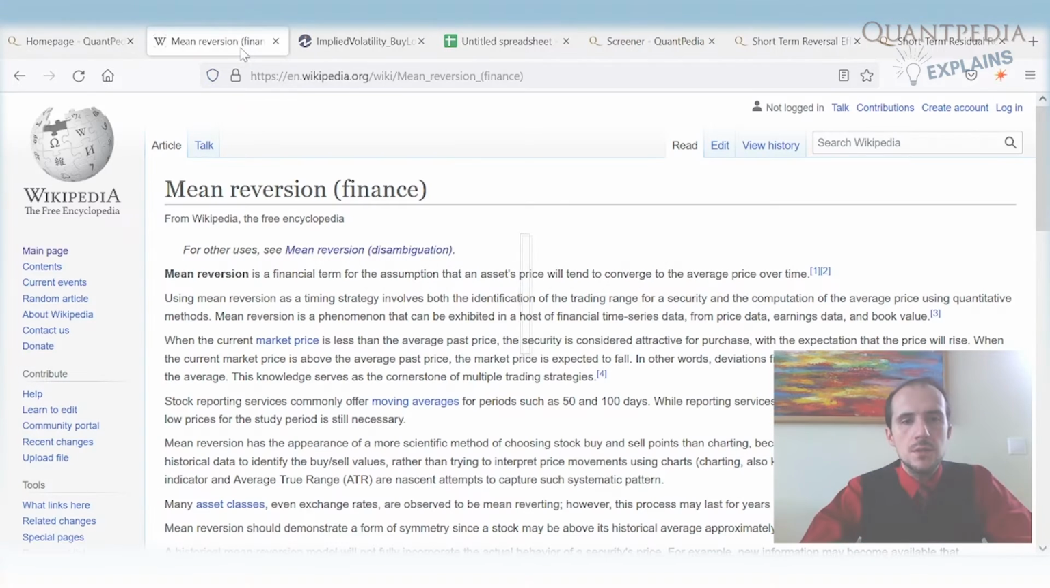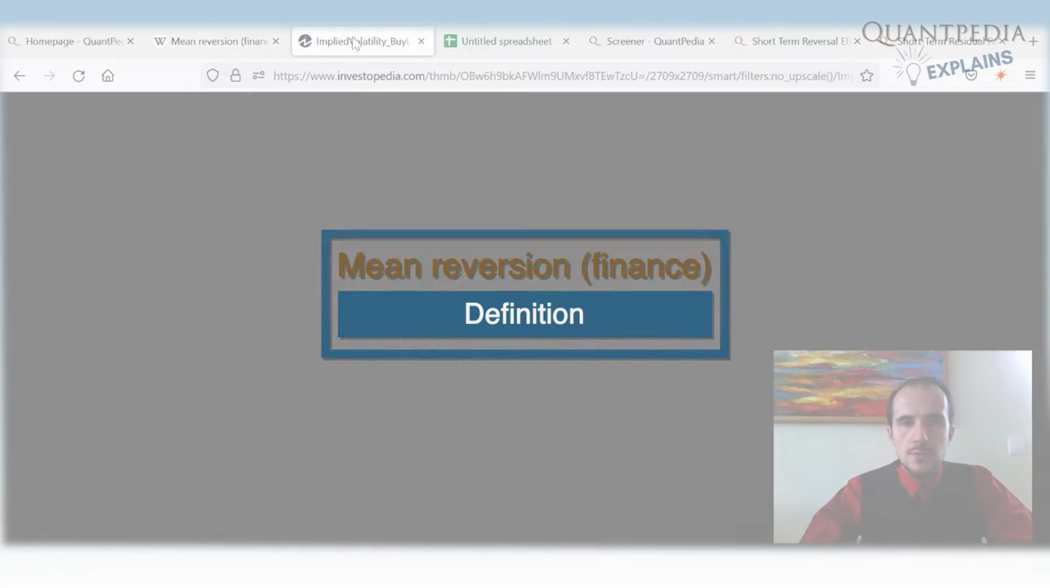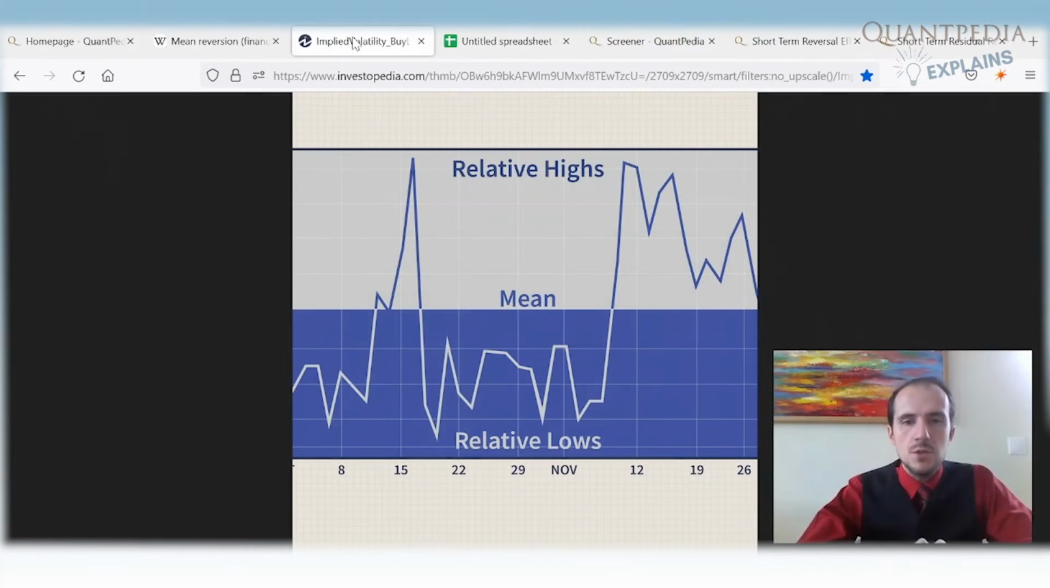Mean reversion is a financial term for the assumption that an asset price will tend to converge to the average price over time. So what does it mean? In time series mean reversion, in case we have some time series, some price of an underlying asset, there can be a probability that on relative highs or local highs, the asset will change direction and will move back to the mean price. And on the other hand, when we are on a relative low, the asset will change direction and will move back up to the mean.